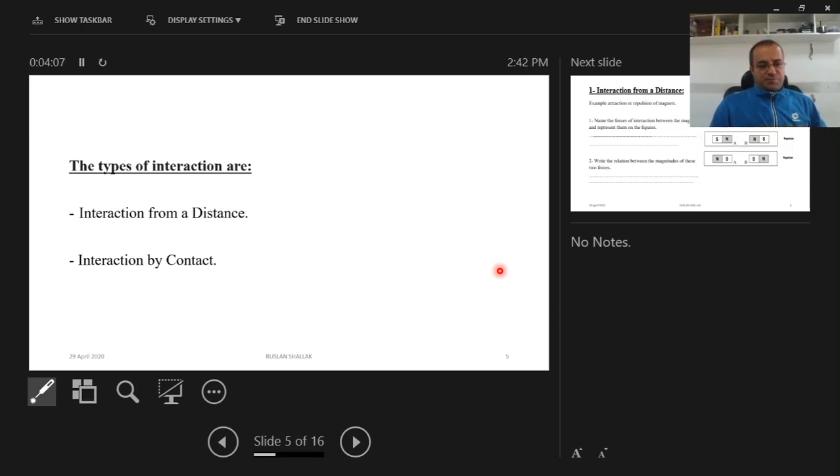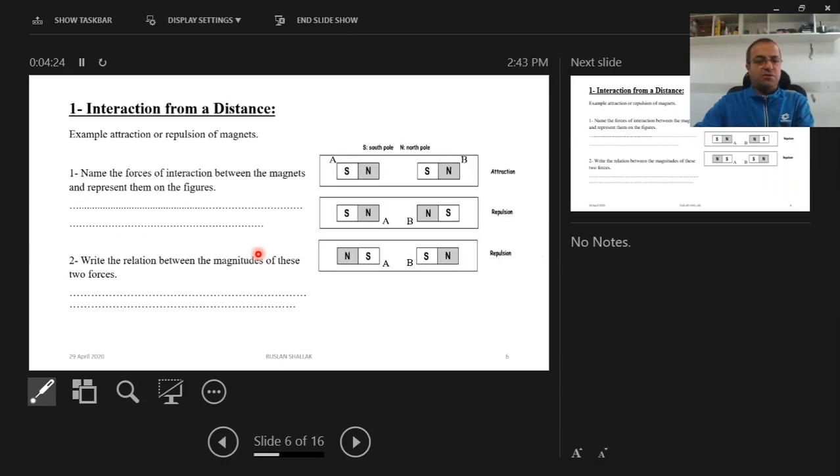Types of interaction. As we have two types of forces, we have two types of interaction: interaction from a distance and interaction by contact. Interaction from a distance. Example: attraction or repulsion of magnets.